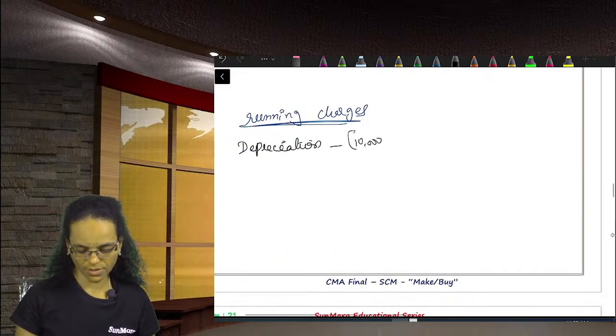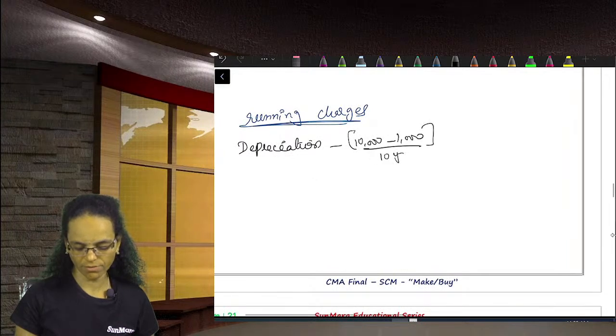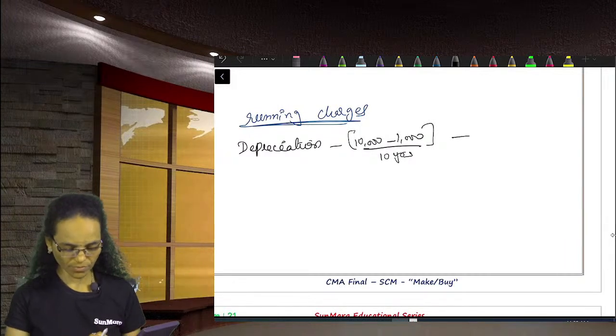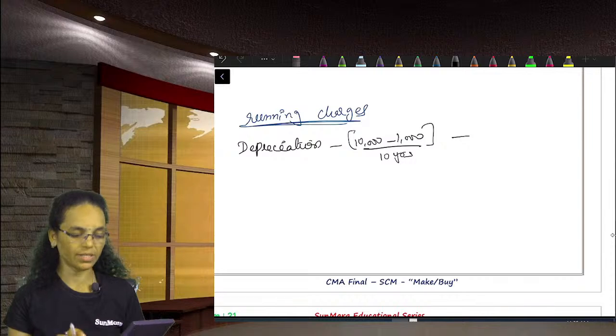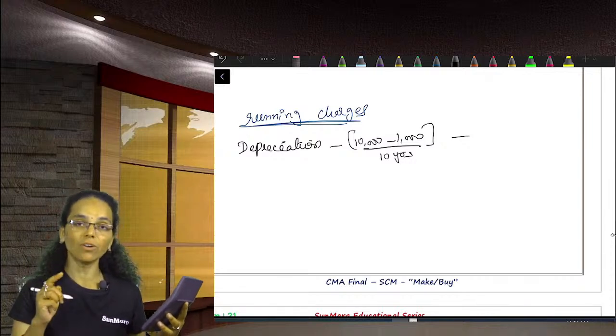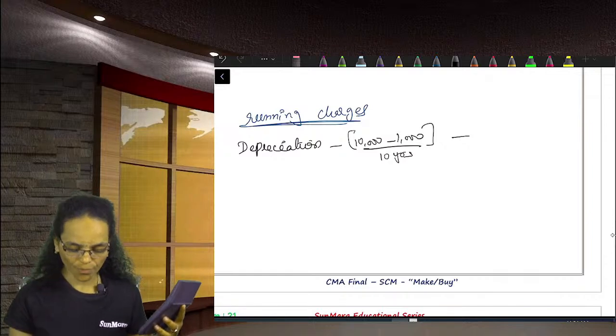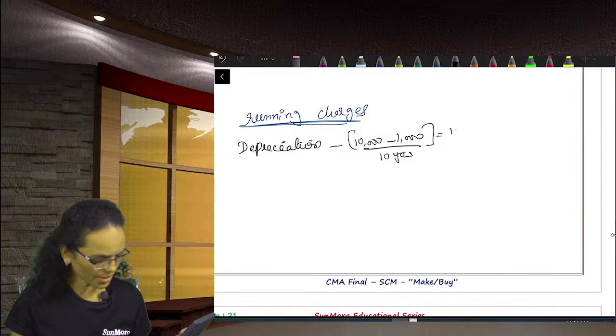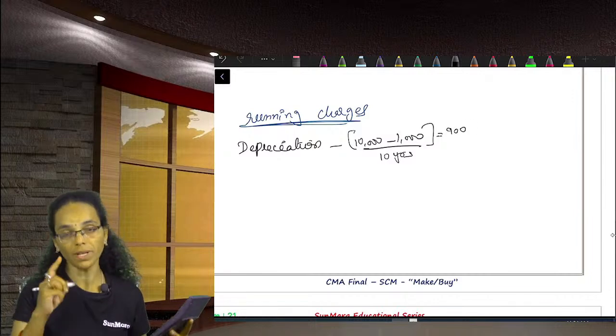10,000 is the cost of the asset, 1,000 scrap value, and it lasts for 10 years. So 10,000 minus 1,000 divided by 10 years gives the depreciation for 1 year, but we are finding the machine hour rate. So I got 900 rupees as depreciation per annum.